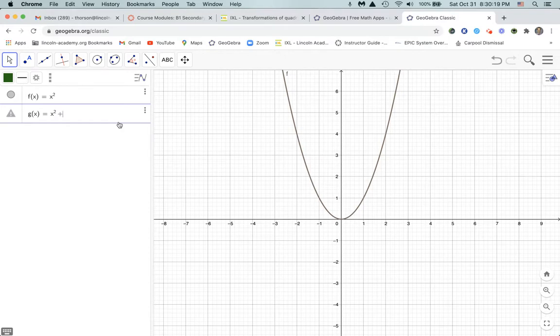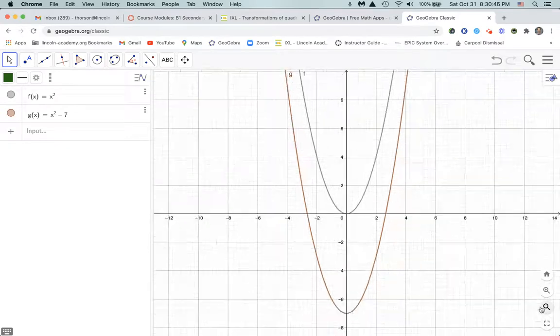So let's add 2. And if you'll notice, that put it above. It shifted it 2 units up. It's still the same parabola, it's just shifted up. Well, I want to be careful. It's not the same exact parabola, but it's the same size and shape. It's just been shifted up. I could do plus 6. Shifts it way up here. So that vertex now is at 6. Now if I put minus 7, it's going to shift it way down here to minus 7, right?